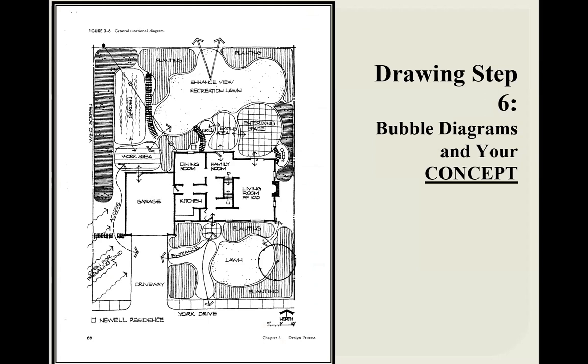Step six is to do something called a bubble diagram. The bubble diagram is your concept of what your landscape is going to be when you get finished. What are the functions of this landscape? Do you have an area where you want to work outside? Where do you want to put your vegetable garden? Where are you going to do planting screens and planting view openings, so that you can take advantage of those things? Where are you going to do your entertainment? Where are you going to do your play space with your children if you have them?